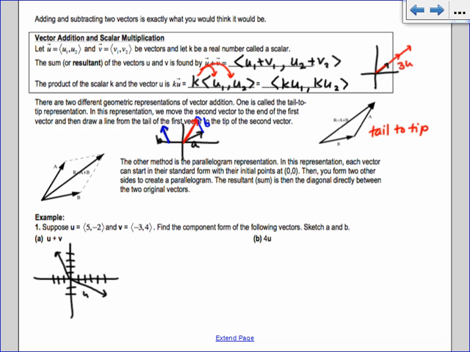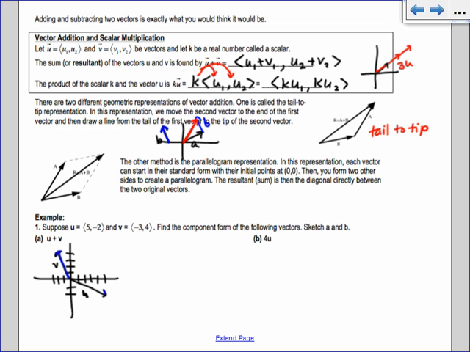Okay, so this one was u, and this one was v. If I want to add u plus v, I can create the parallelogram, or I can do the tail to tip. So I'm going to do the tail to tip. I'm going to take v and move it to the end of u.